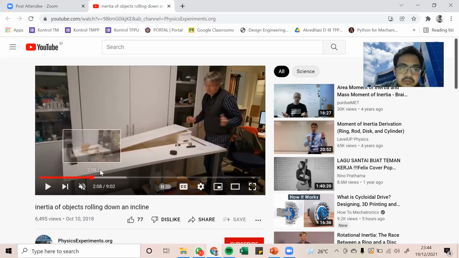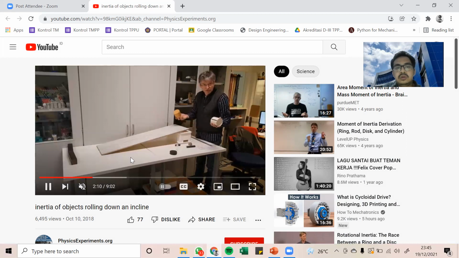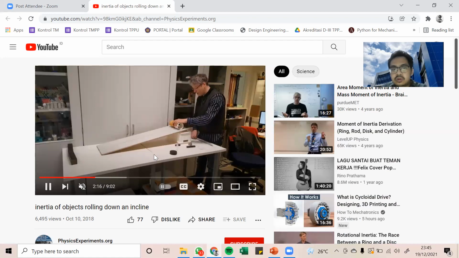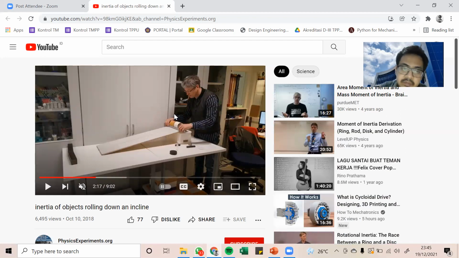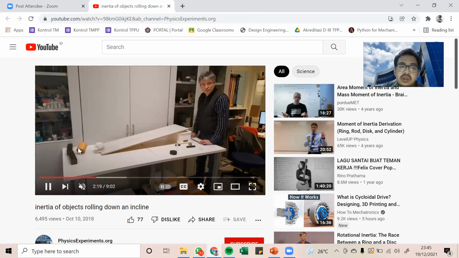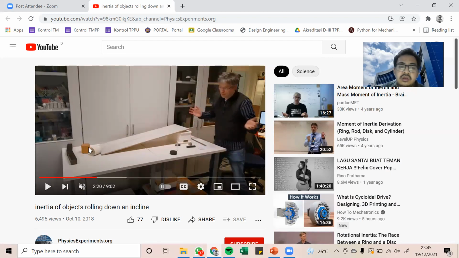Let's see. Okay. Initially, I missed the point. Because initially he put it on the same height, or in other words, they both have the same potential energy, exactly the same, or the same input of energy. But if we see them rolling, the solid cylinder moves faster than the hollow cylinder.